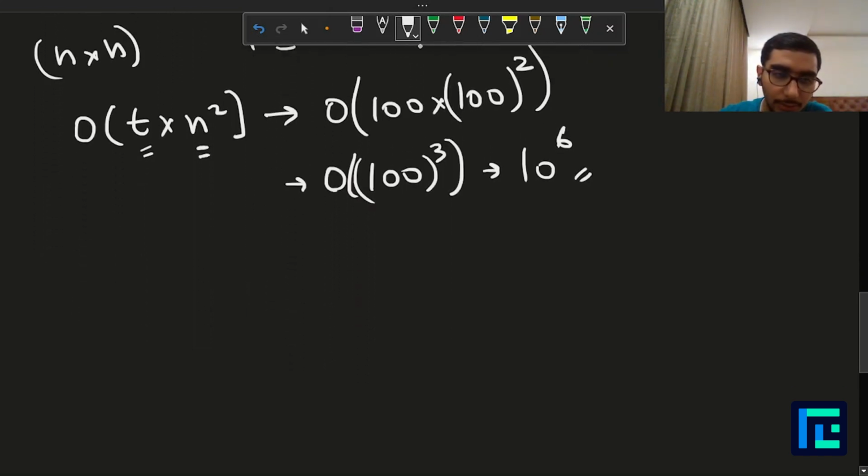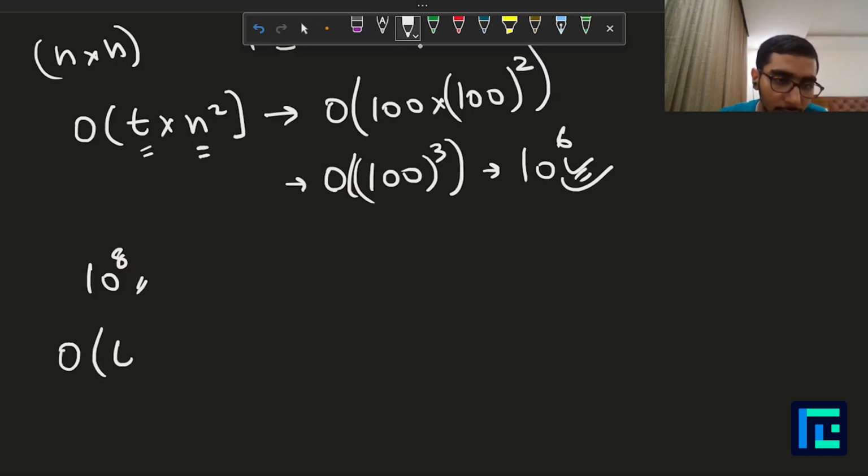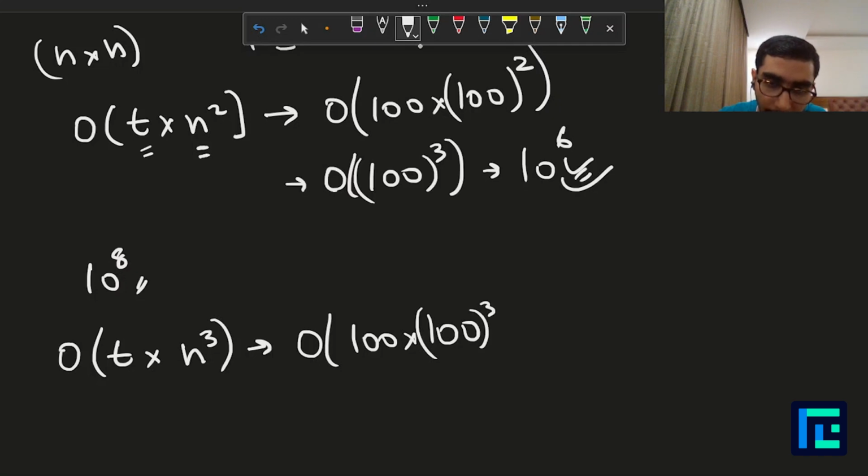And for a fact, we know that on Codeforces in 1 second, we'll be able to run about 10 power 8 elementary operations in a second. So 10 power 6 runs fine, right? But if we try to go a little deeper, so if we go O of t into n cube, we could see that that would be O of 100 into 100 cube, and that would be around 100 power 4, and that is 10 power 8 operations, right?